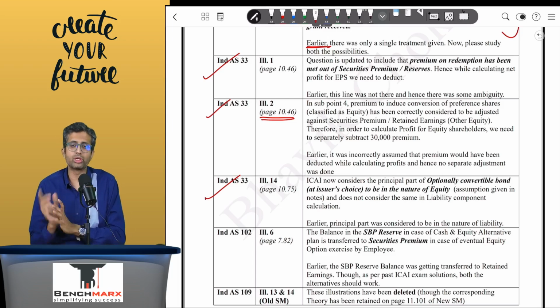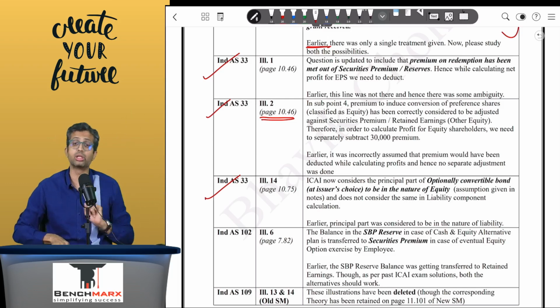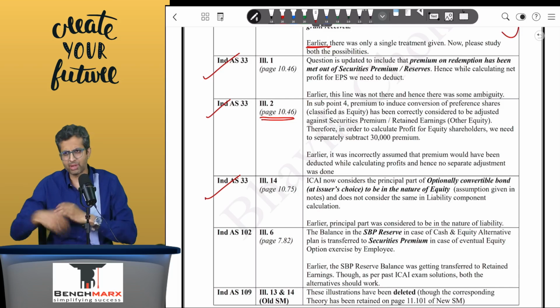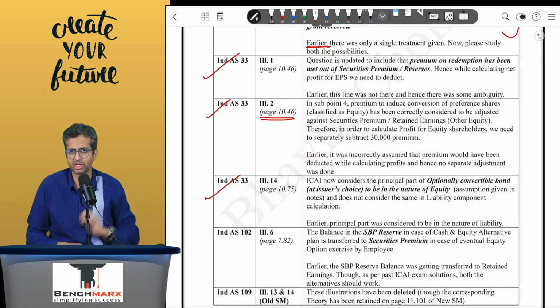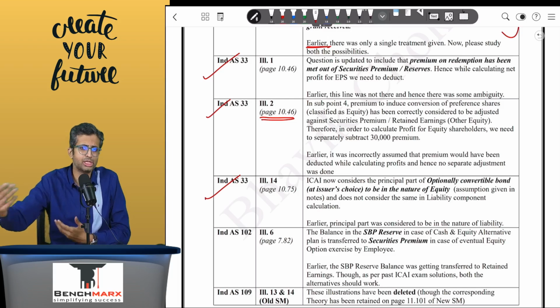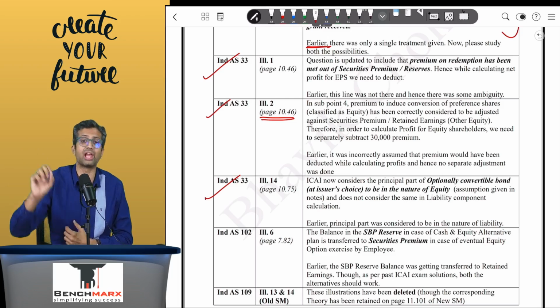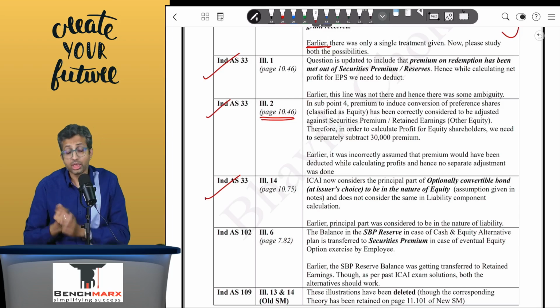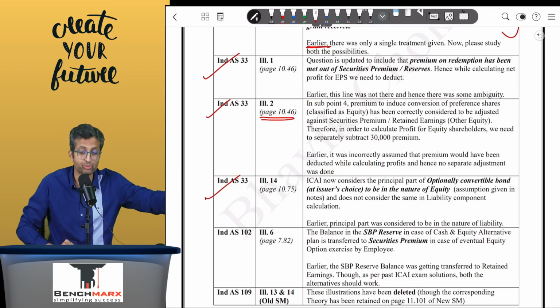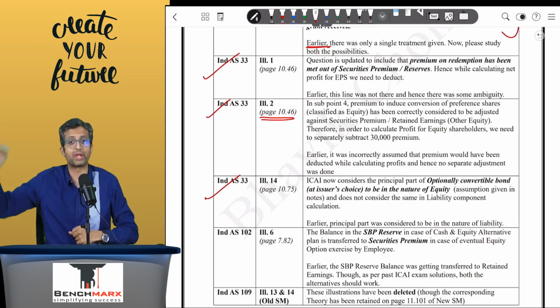Now earlier, what the institute used to do, and what might have been done even in an earlier RTP as well as in the earlier study material question, and maybe that is the assumption we kept consistent for the purpose of our solving, was that if nothing is given, we will assume that the issuer might deliver cash, and hence we will show the principal value within the liability component calculation. Now in this study material, they have updated, amended it, and they have still written an assumption. It is still an assumption, mind you, that assuming the settlement happens by issue of equity shares.